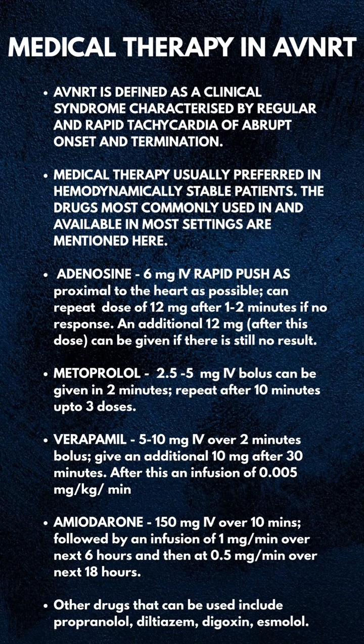In this section, I have summarized the most commonly used and easily available drugs in most settings, and they are usually preferred in hemodynamically stable patients. The drug of choice here is adenosine, and it is given as a 6 mg IV rapid push as proximal to the heart as possible.